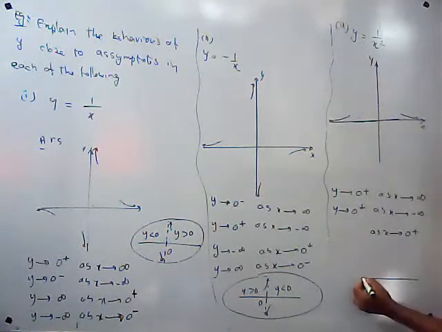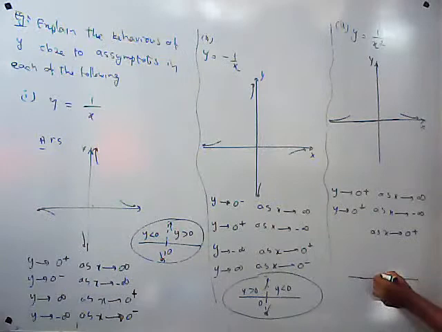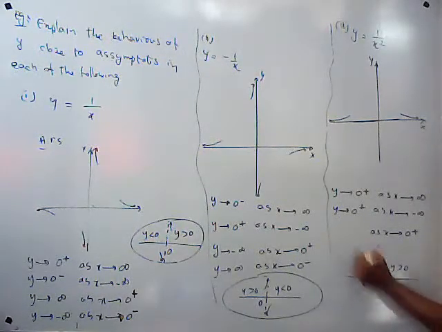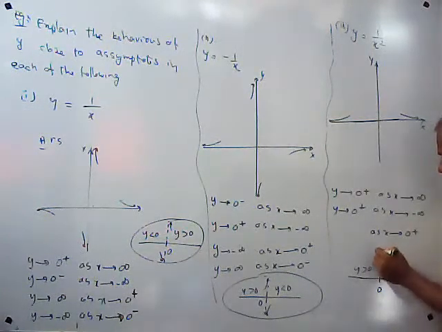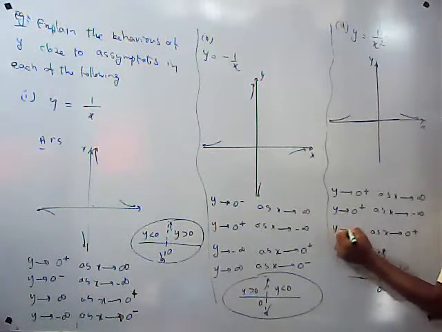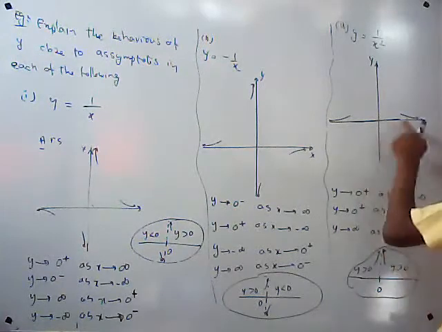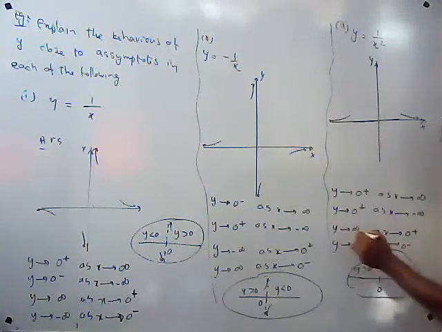Again, x equals 0 is the critical point on the x-axis. On either side y is positive because it's x square, right? So it has to go to positive infinity as x goes to 0 from the positive side. So as x goes to 0 from the negative side also, y will go to positive infinity.